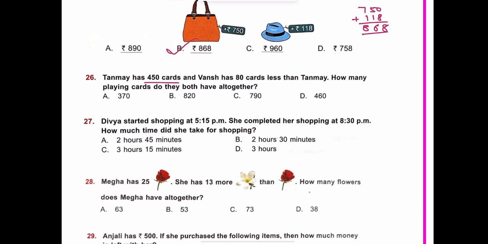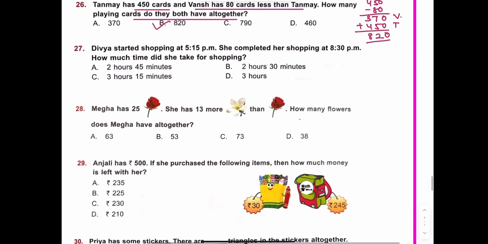Question 26. Tanmay has 450 cards and Ones has 80 cards less than Tanmay. How many playing cards do they both have together? Okay. So first Tanmay has 450 cards, but Ones has 80 cards less, which means we should subtract the 80. So 0, 7 and 3. So this is the cards of Ones, then add the value of cards of Tanmay. Then find the total value. So 820, option B is correct.